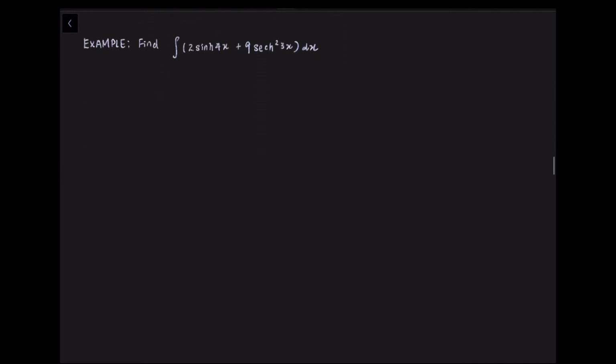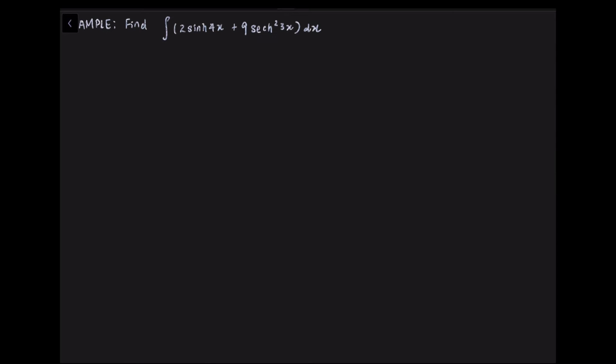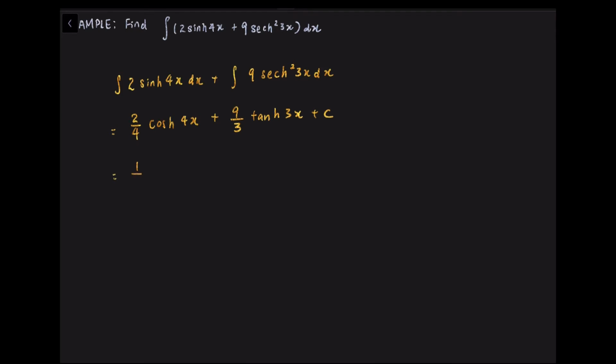For example, we want to find the integral of 2 sinh 4x plus 9 sech squared 3x dx. Splitting the given integral into two parts, we obtain integrate 2 sinh 4x dx plus integrate 9 sech squared 3x dx. And using the formula just now, it equals 2 over 4 cosh 4x plus 9 over 3 tanh 3x plus c, and simplifies to 1 over 2 cosh 4x plus 3 tanh 3x plus c.